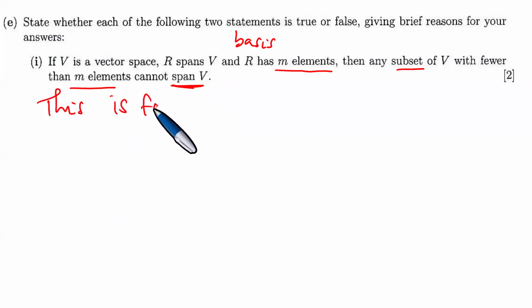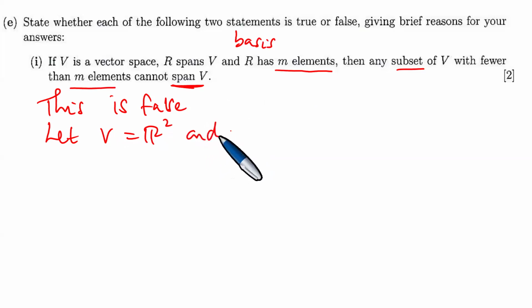This is false. Why? A typical example would be that if you let V be a two-dimensional Euclidean space, you can give other examples. Because this is false, there's no proof. You can just use numbers, an example, a counterexample, we call it. Let V be R2 and R.